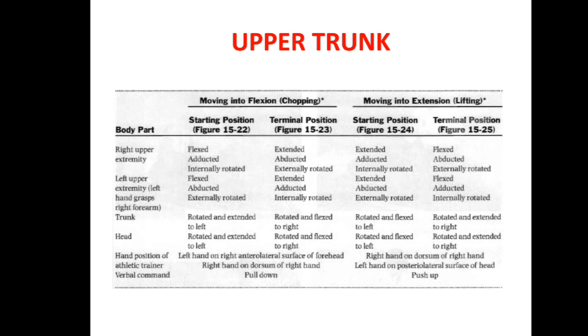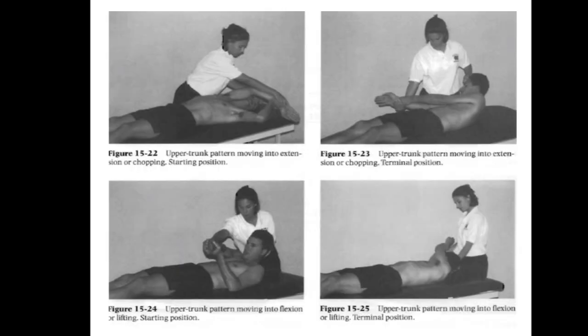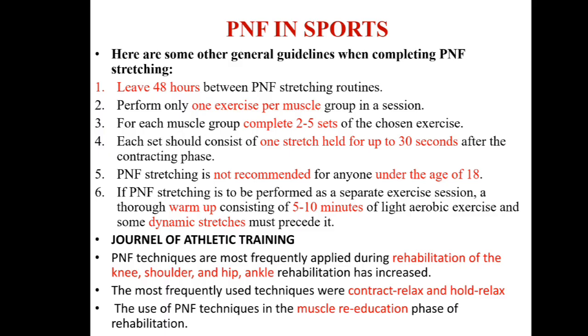For upper extremity, while moving into flexion, the right and left upper extremity, hand grasp, trunk, head, and the position of the athletic trainer are shown with the verbal command pull down. While moving into extension, the right and left upper extremity, trunk, head, and hand position are shown with the verbal command push up. These are the patterns performed by the trainer or physiotherapist on the patient.